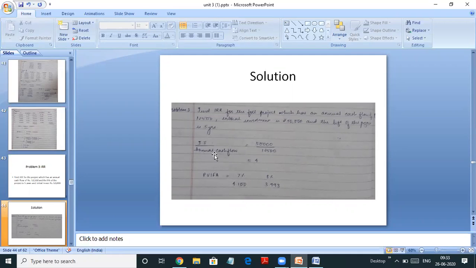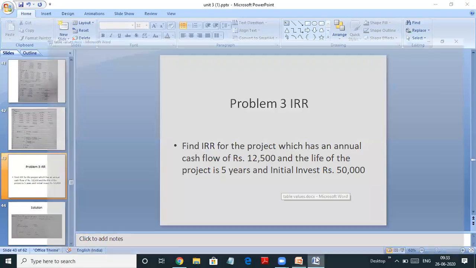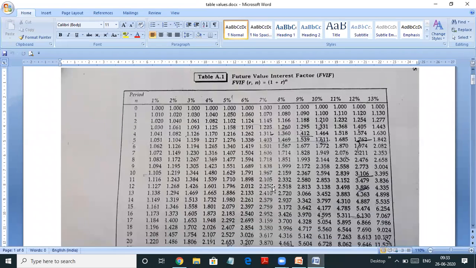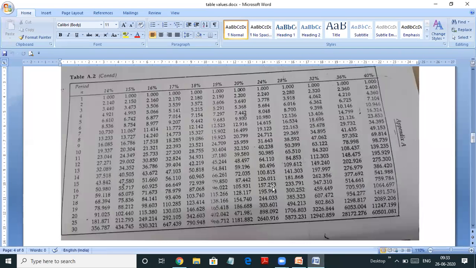So the first step is to do the initial investment divided by annual cash flow, which is 50,000 divided by 12,500. You get the answer as 4. Now you have to search this answer 4 in the table and find the two rates, the lower rate and the higher rate. I'll show you how to do that. Remember, the life of the project is 5 years. So let's go to the present value annuity table.